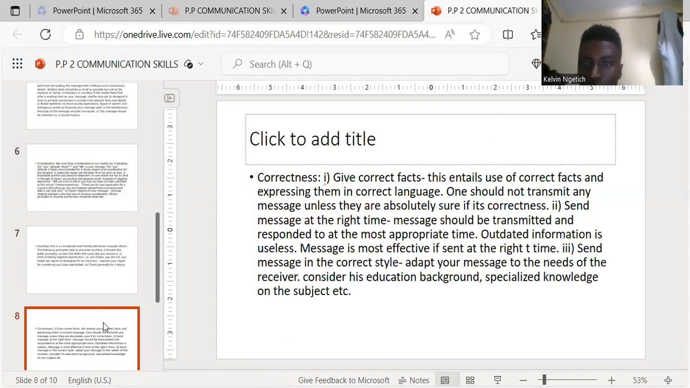Correctness. Give correct facts. This entails expressing them in correct language. One should not transmit any message unless they are absolutely sure it is correct. Number two, send the message at the right time. A message should be transmitted and responded to at the most appropriate time. Outdated information is useless. A message is most effective if sent at the right time. Number three, send messages in the correct style. Adapt your message to the needs of the receiver. Consider their educational background and specialized knowledge.